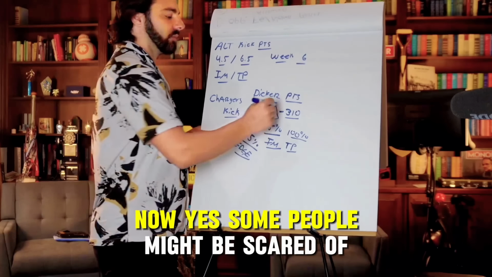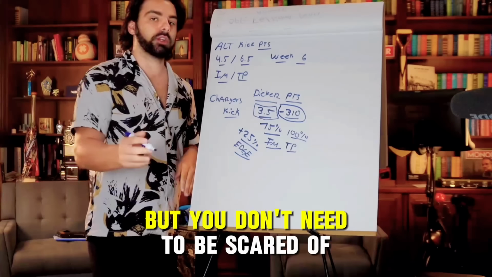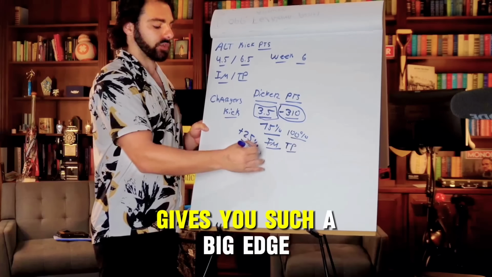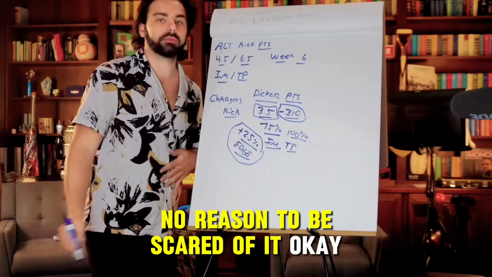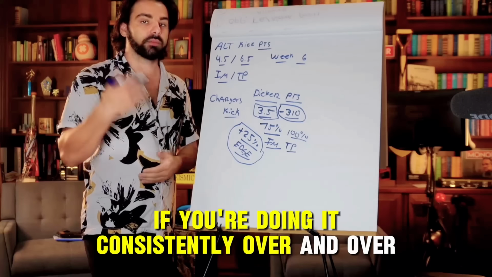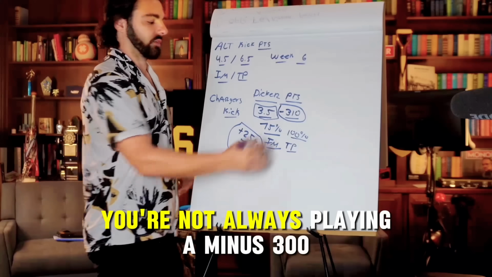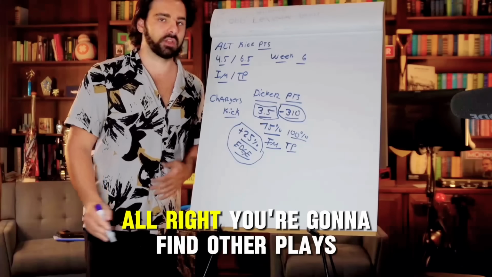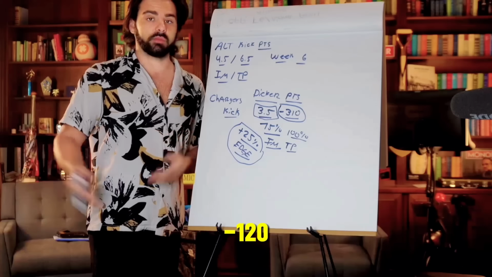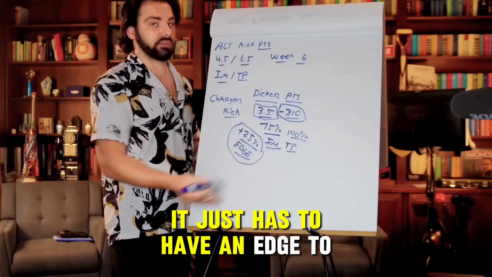Now yes, some people might be scared of this number right here. You might be scared of that, but you don't need to be when the implied probability and the true probability give you such a big edge. There's no reason to be scared of it. If you're doing this consistently, over and over, finding your different edges and playing different numbers, you're not always playing a minus 300. You're going to find other plays, some that could be minus 130, minus 120, some that could be plus money. You never know. It just has to have an edge to make sense.